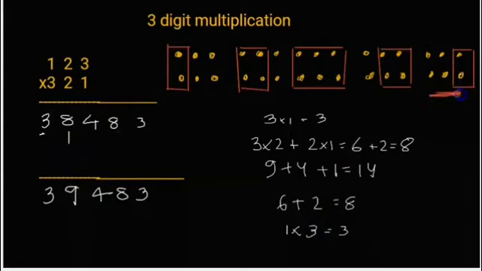And last and final step, which is step 5, what we do over here, we multiply vertically 3 and 1, and the answer is 3, we write here. And finally we add all of them. So 3, 8, 4, 8 plus 1, 9 and 3, and this is our answer, 39,453. I hope it is clear. Let us take a look at a few more examples.